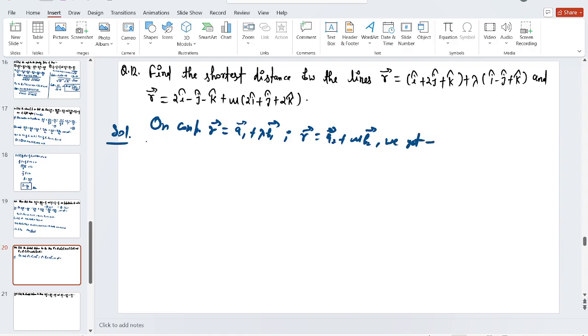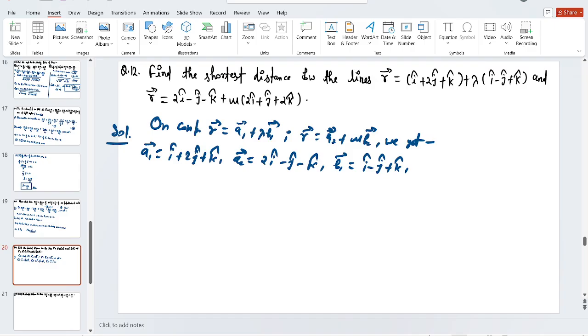we get vector a1 equal to i cap plus 2j cap plus k cap. Vector a2 equal to 2i cap minus j cap minus k cap. And vector v1 is i cap minus j cap plus k cap. And what is vector v2? Vector v2 is equal to 2i cap plus j cap plus 2k cap. So this is the comparison.